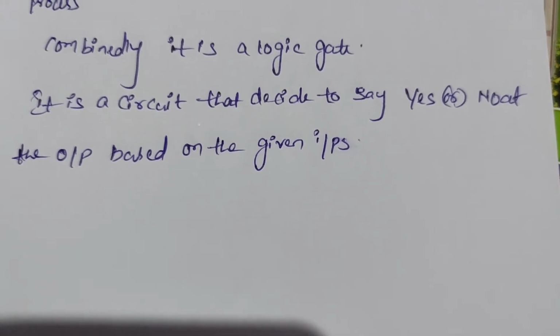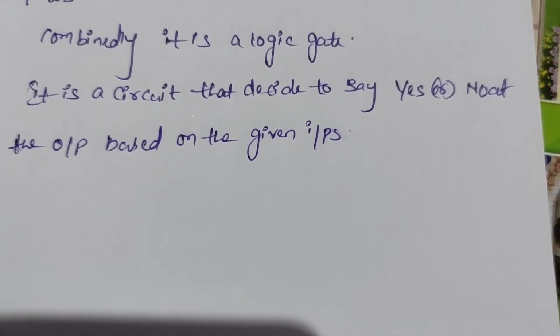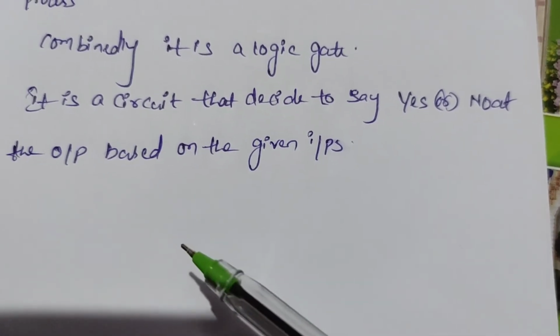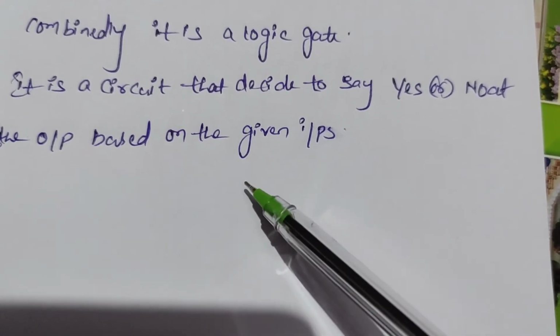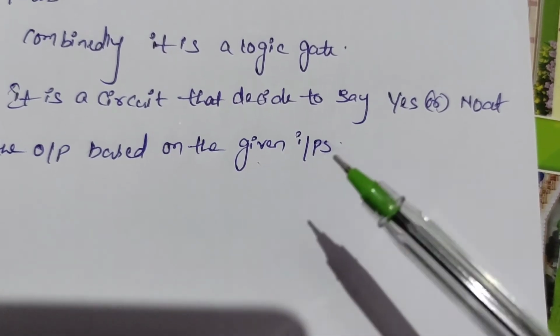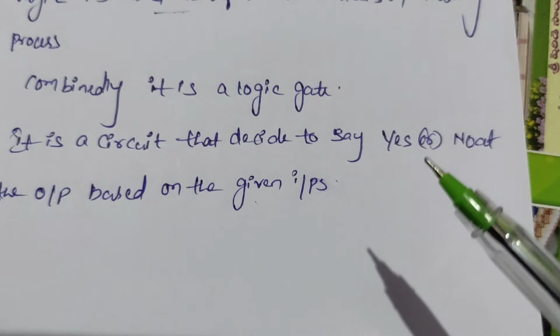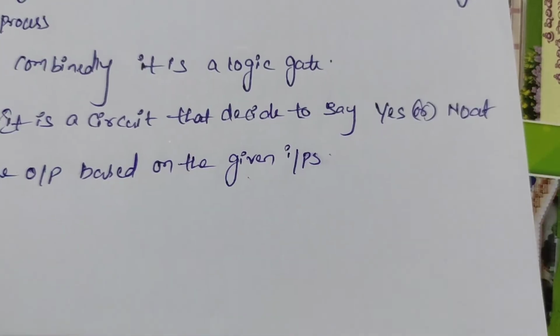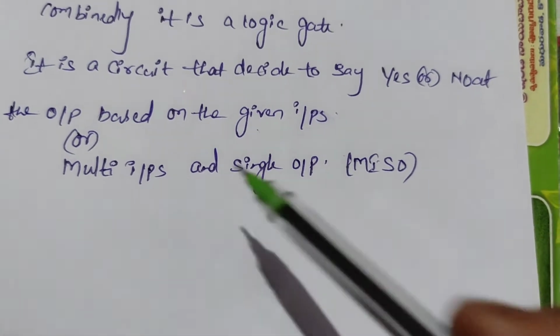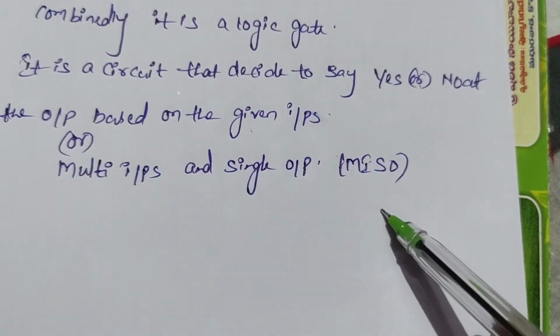Simply, logic circuit can be called as it is a circuit that decides to say yes or no at the output based on the given inputs. That means based on the inputs we are given, the operation will be done and the output is obtained. And it can be called as multi inputs and a single output.